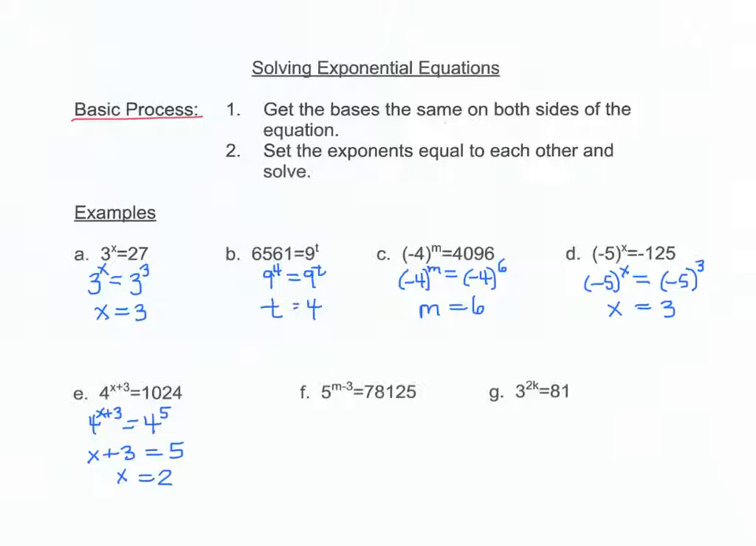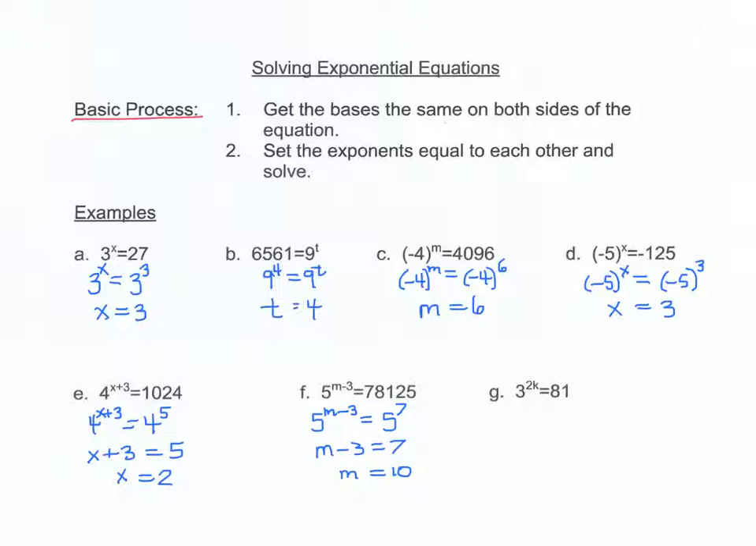In part F, we're going to use a base of 5. So we have 5 to the exponent m minus 3. Now 78,125 is the same as 5 to the exponent 7. Again, just using a calculator, trial and error to find that number. M minus 3 then equals 7. So m is equal to 10.